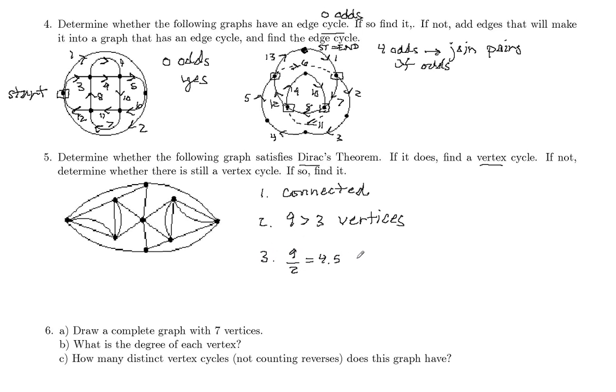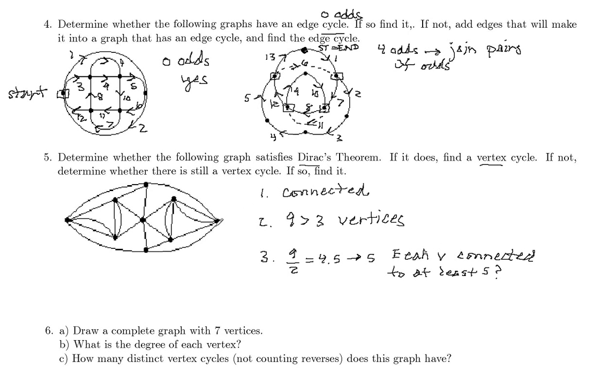But you round that up, okay? So you're going to round that up to 5. And then you have to tell me, well, what does that 5 mean? What do you do with it? Well, the theorem says is each vertex connected to at least half the others, which is at least 4.5. You got to round up to 5. So to at least 5.